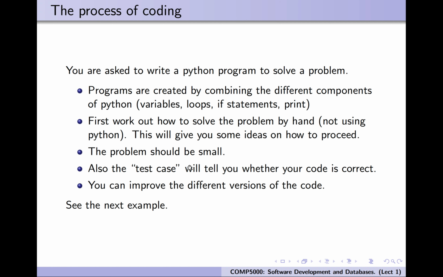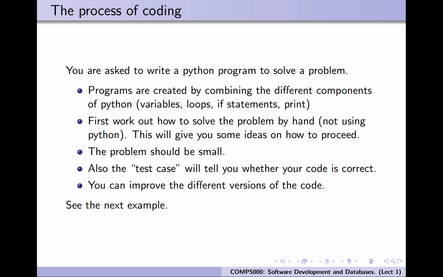And usually you should do this for a small problem. If you're asked to write code to compute the mean, I wouldn't do a test case with 1,000 numbers. You could just do a test case with 4 numbers. And when you've done the test case by hand or on a calculator, you can compare your output with what you get from Python, and that will tell you whether your code's correct, or at least give you a good indication that it is.